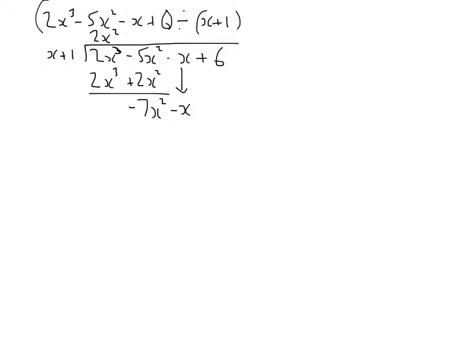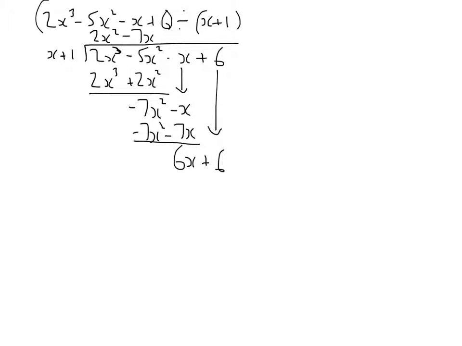I'm now going to divide x into minus 7x squared. That gives me minus 7x. I then times minus 7x by this whole thing here, and that will give me minus 7x squared minus 7x. Draw my line. I now do a takeaway. Minus 7x squared take away minus 7x squared gives me nothing. Minus x take away minus 7x will give me plus 6x. Bring down my 6 plus 6.